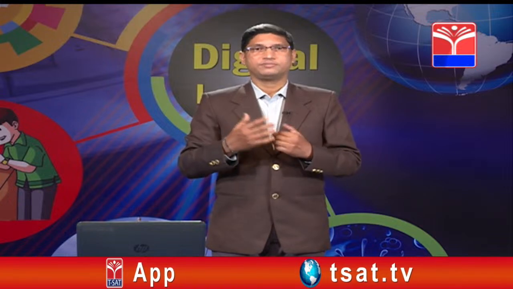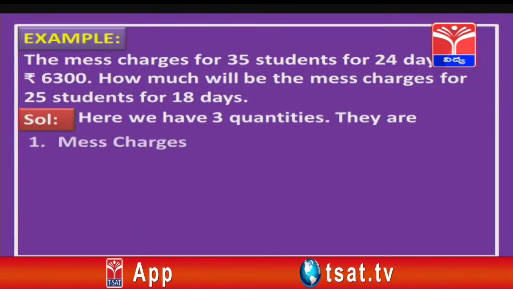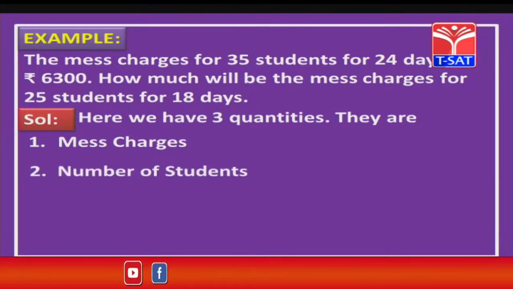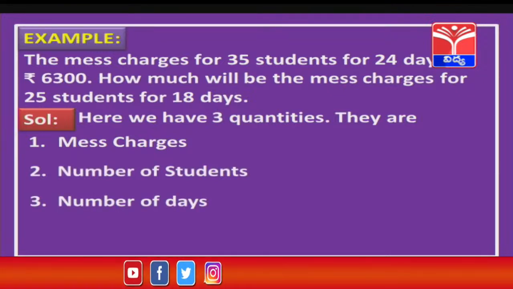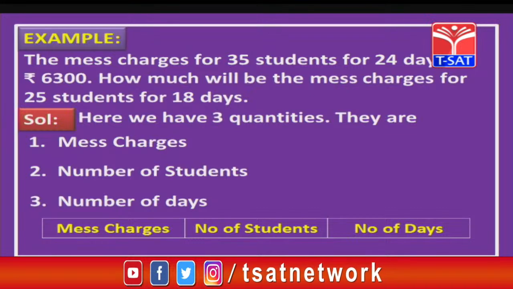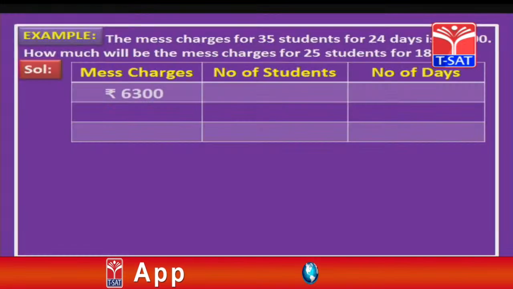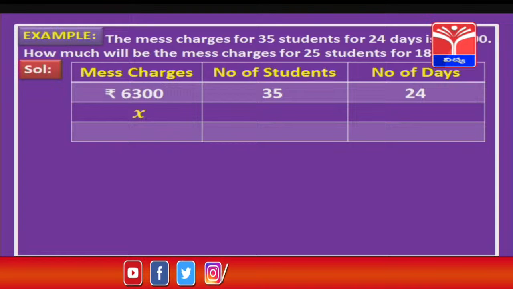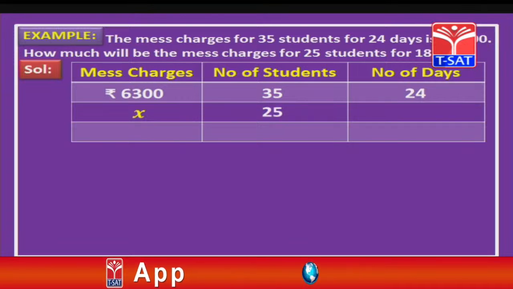Okay children, let us see. So here the three quantities are what, children? Yes, the mess charges, the number of students, and the number of days. Now let us tabulate them so that it is easy for us to see whether they are in direct proportion or inverse proportion. So first, the mess charges are 6,300 in the first case, where the number of students is 35 and the number of days is 24. Now we don't know the mess charges in the second case, so we will assume it as some x rupees. And how many students are there, children, in the second case? Yes, there are 25 students. And how many days are there?